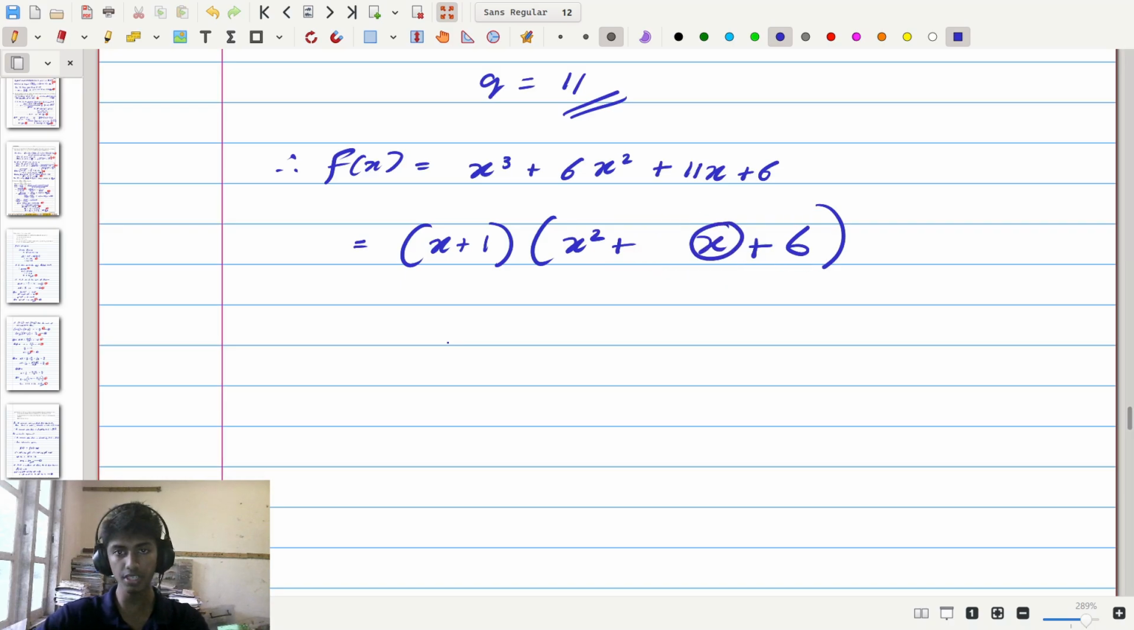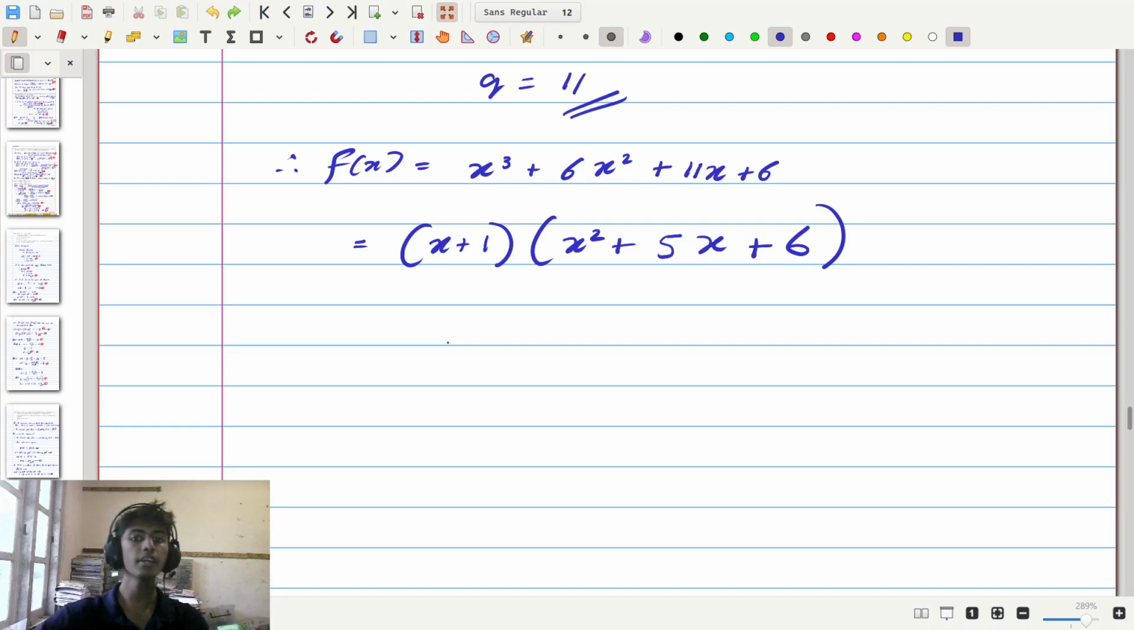All we need to do now is to simplify the constant term here. Now considering the in-between bits, we have 11x here. This 11x can only come from this 6 being multiplied by this x, and this 1 being multiplied by the coefficient here. Since this 6 and this x give us 6x, but we have a total of 11x, we need 5 more x to come from multiplying this 1 by the term in the middle. Therefore, this term must be 5x, and our equation for f of x is x plus 1 times x squared plus 5x plus 6.